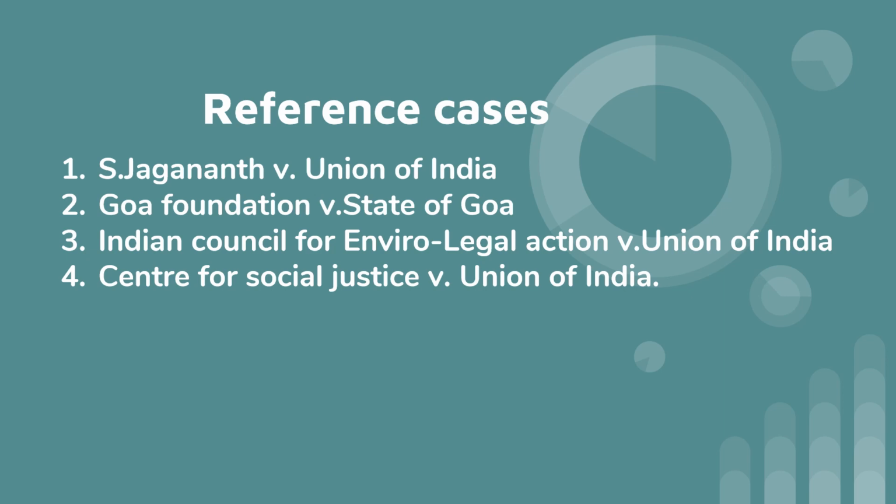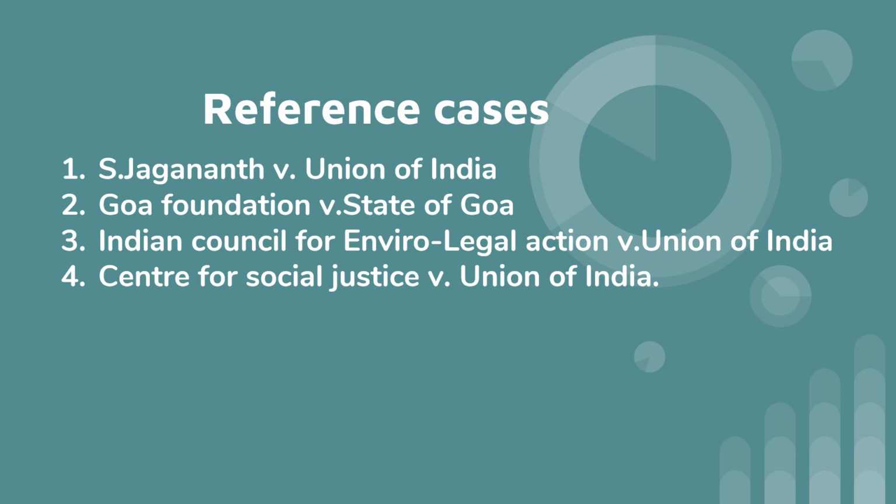And so now looking into the cases, the reference cases for this chapter, the first one is S. Jagannath versus Union of India. In this case, it insisted for stoppage of intensive and semi-intensive type of prawn farming, that is shrimp culture, on wastelands and wetlands. And the second one is Goa Foundation versus State of Goa. Here the petitioner challenged the order of the Goa government approving demarcation of the high tide line, stating that it was not in consonance with the CRZ notification of 1991.